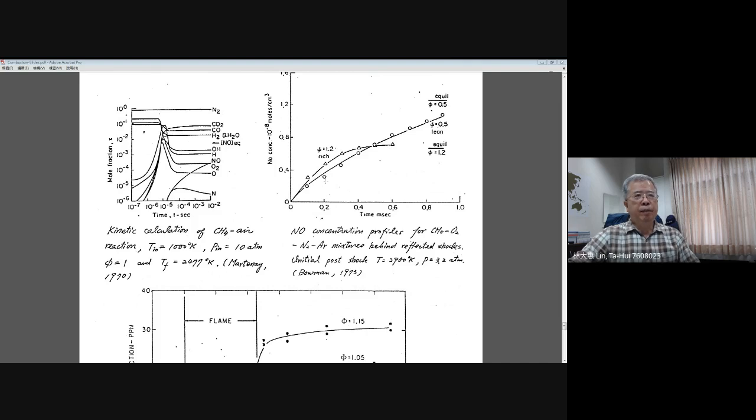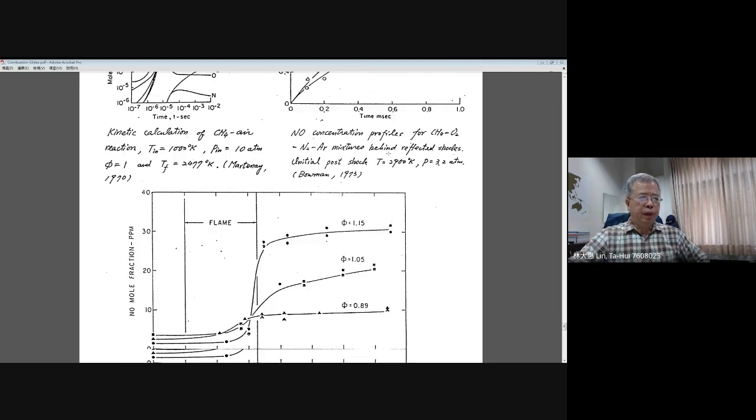And for the lean one, you can see from the experiment and the calculation that the NO concentration continuously increases, and it may go further downstream. Even going further downstream, it is still lower than the equilibrium data, the data in the equilibrium state. That means for the lean conditions, the temperature is not too high. They will extend further, and they require a longer residence time to complete the NO formation.